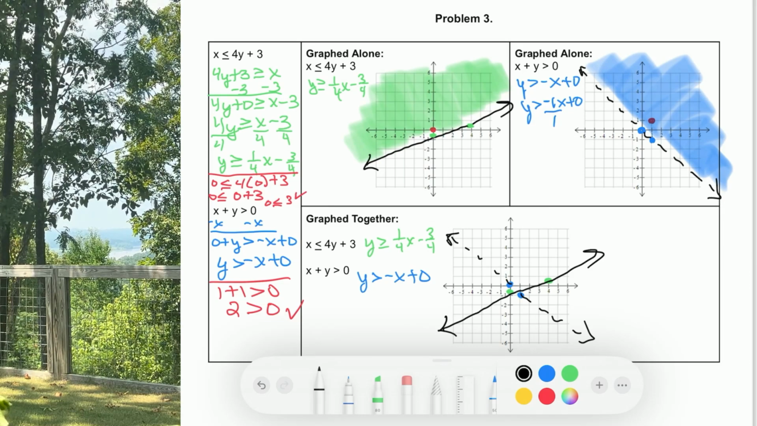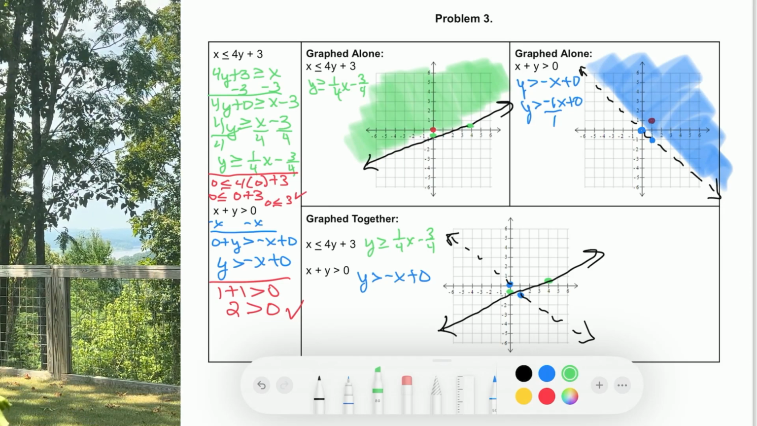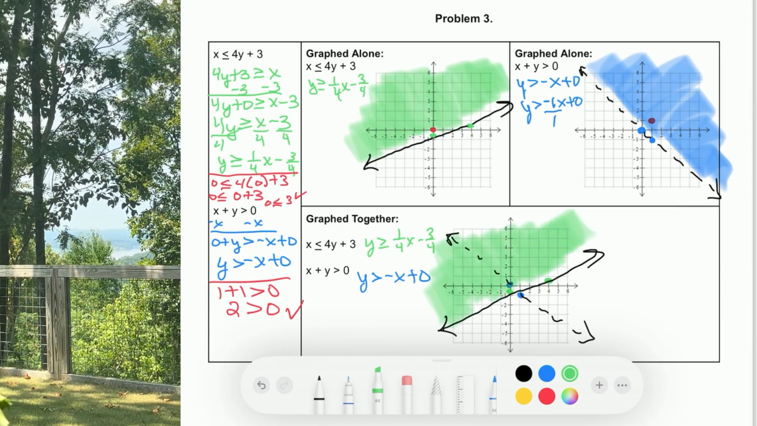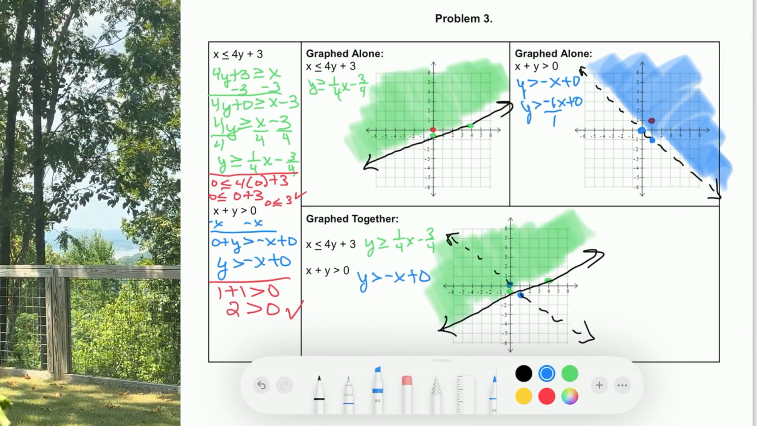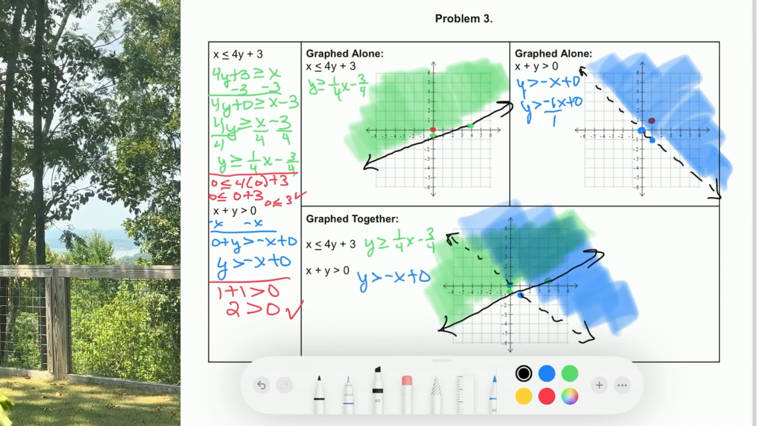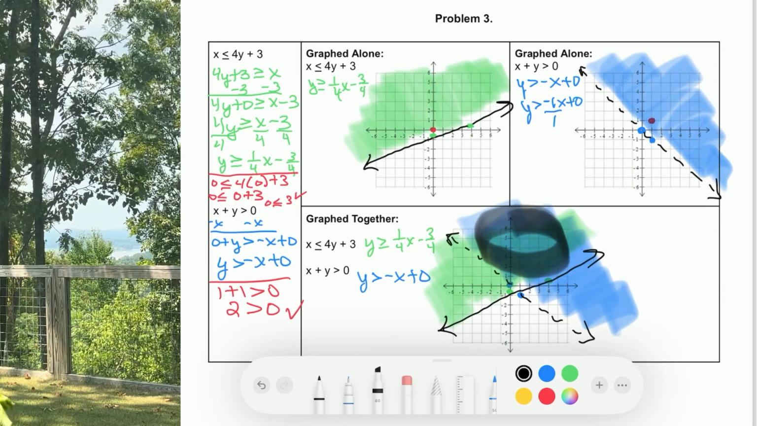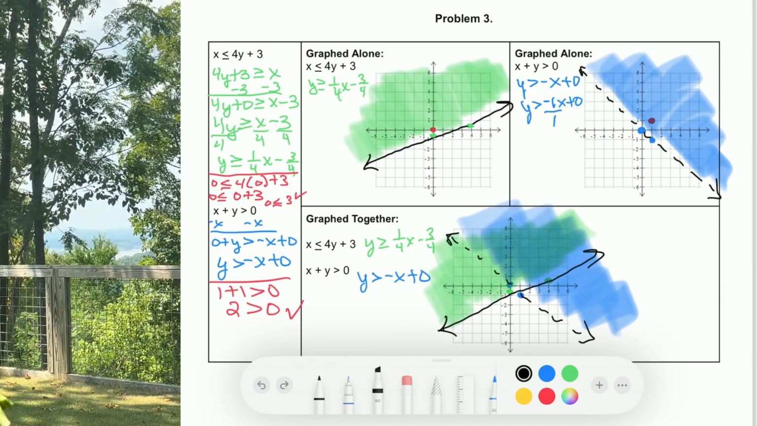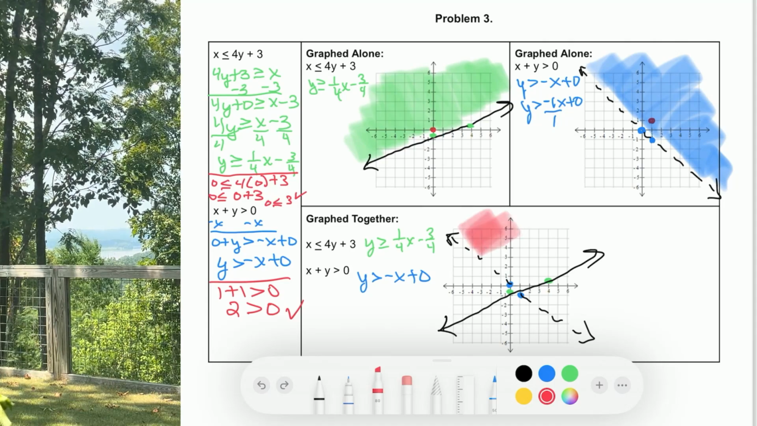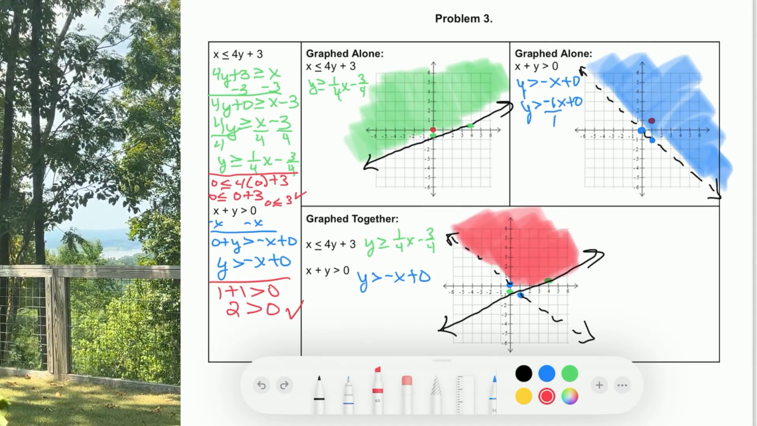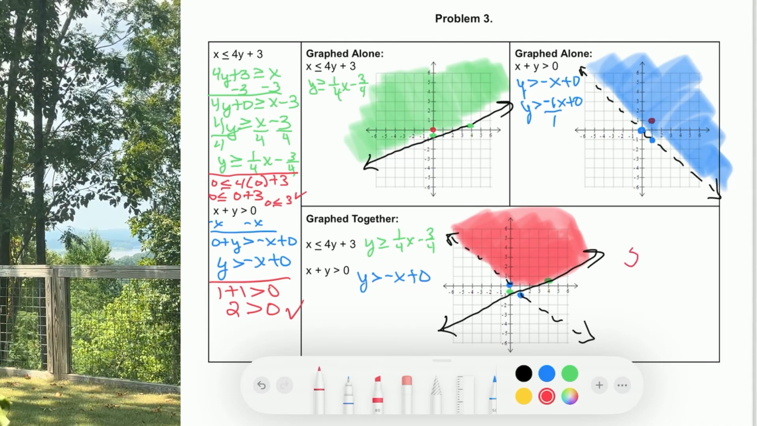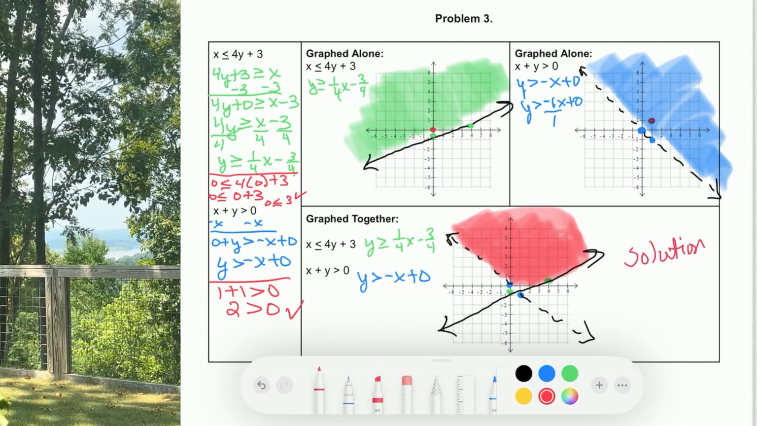All right, so for shading, for my first one, my solid line, my green shading was here. For my dotted line, my shading was here. And I can tell that I have blue and green where they overlap right here. That is my solution area. So I'm just going to put shading here. That's the only area that they share. So that is my solution area.